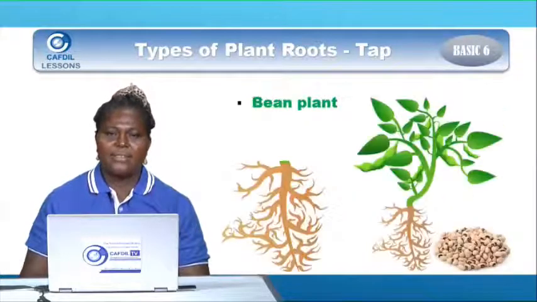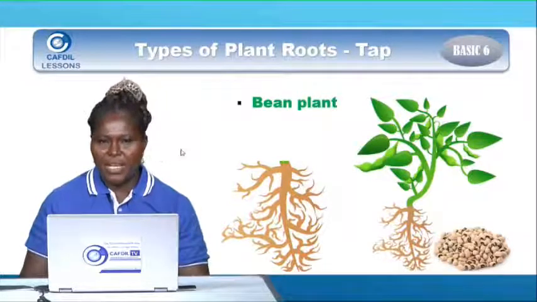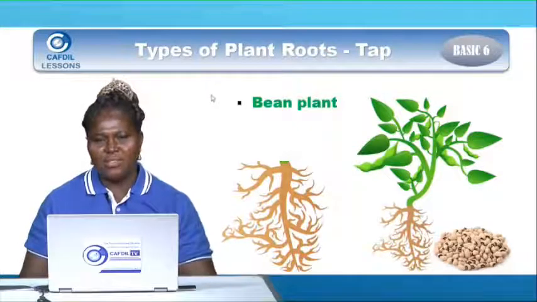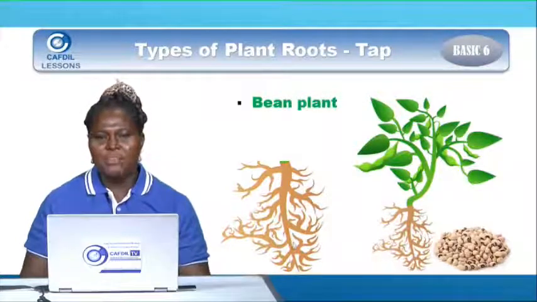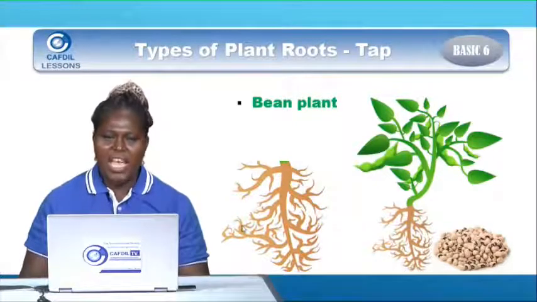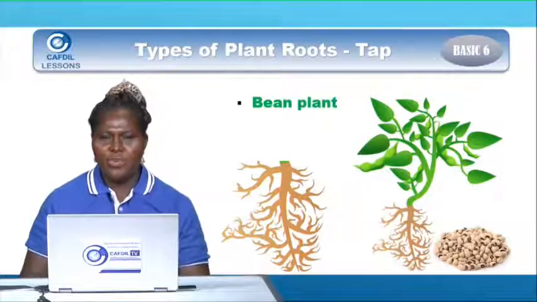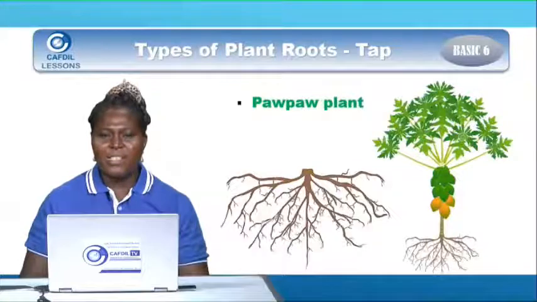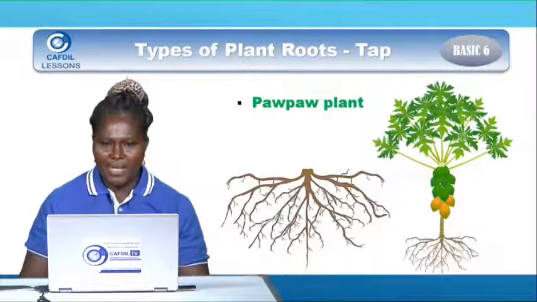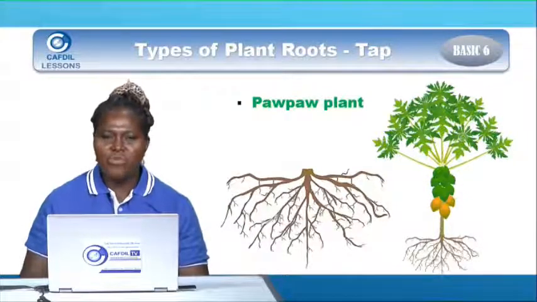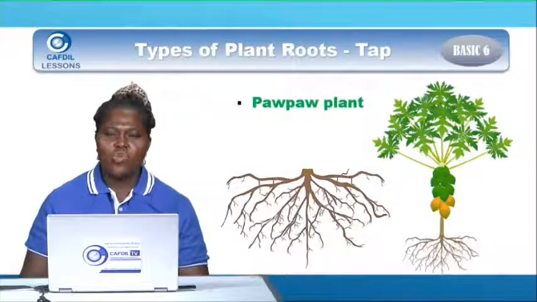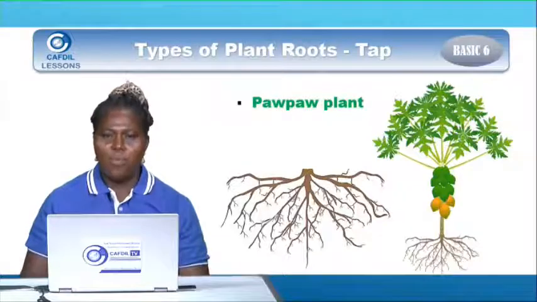Now another one is the bean plant. It also has the main root and side roots with root hairs. So the bean plant has the main root, side roots, and then root hairs. And it also grows deeper into the soil. Another one is the pawpaw plant. It also has the main root, side roots, and then root hairs, and it grows deeper into the soil.